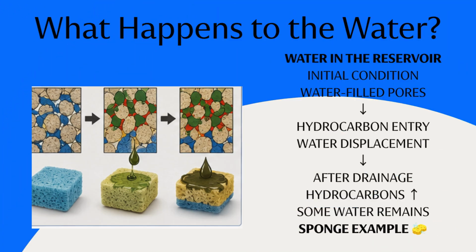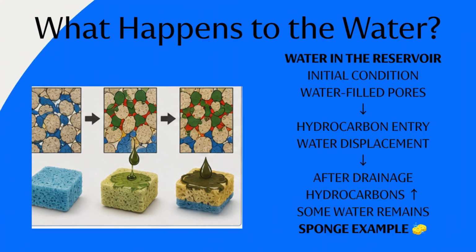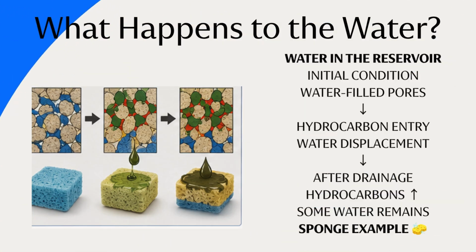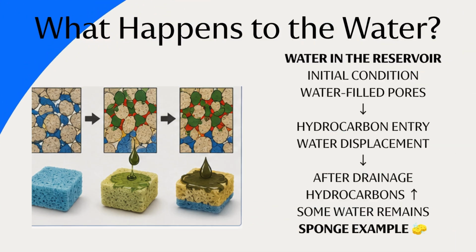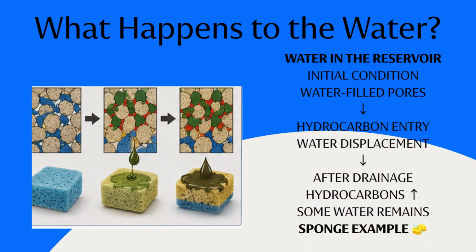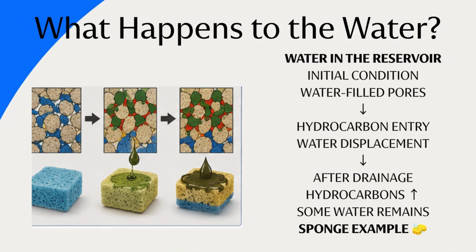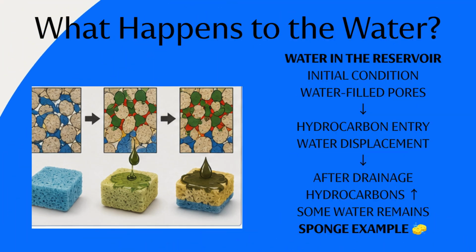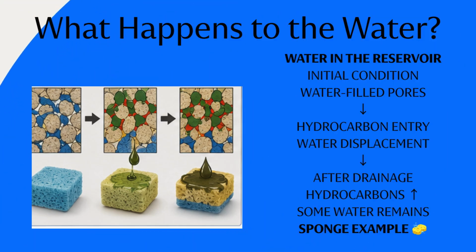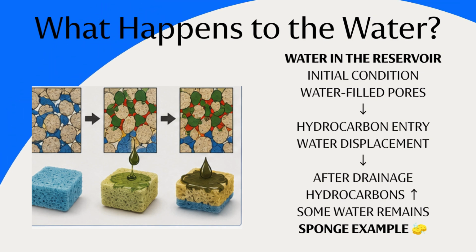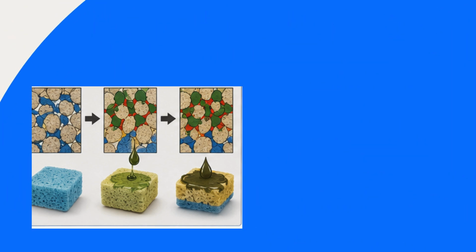Let's imagine a sponge. Take a sponge and completely soak it with water. Now add some oil. Will every drop of water disappear? Of course not. Some water will still remain inside the tiny spaces of the sponge. The same basic idea helps us understand what happens inside a reservoir. Some water remains in the pore spaces even after hydrocarbons enter. This remaining water is called connate water.